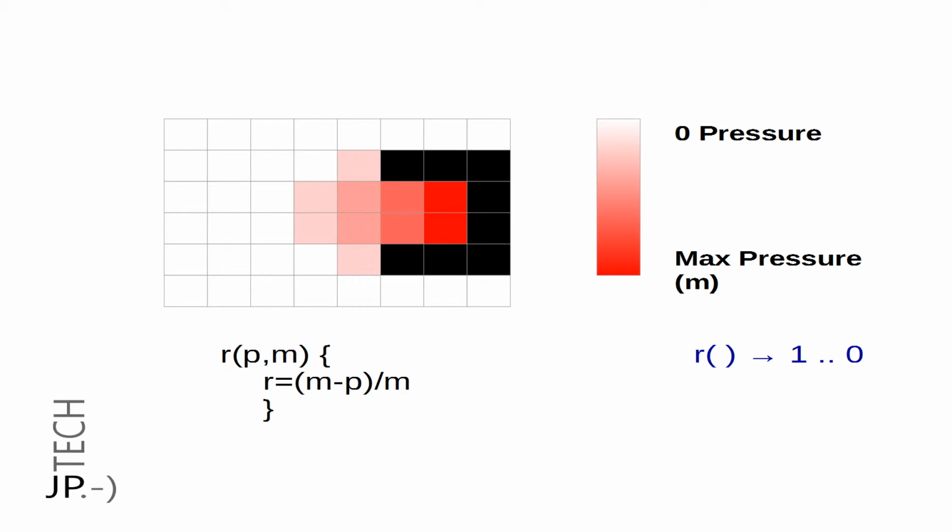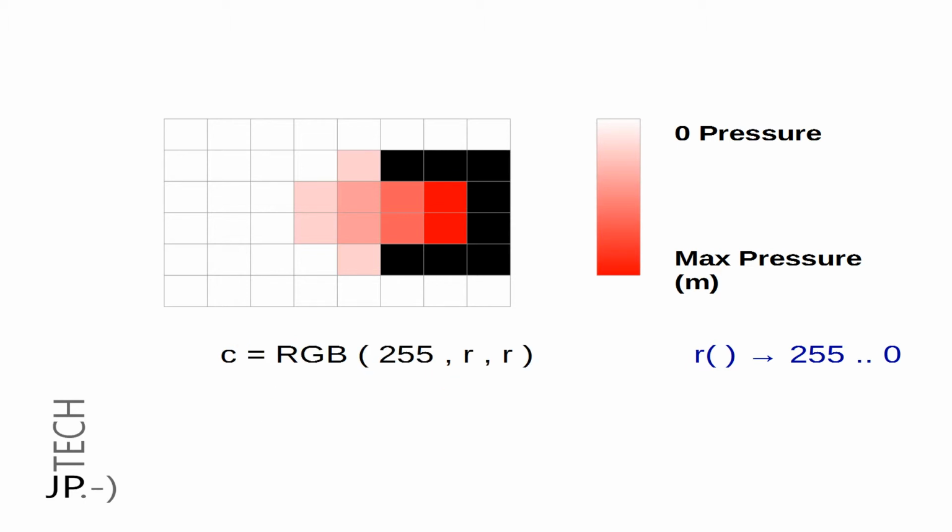Next, we divide by M. That gives us a value in the range of 1 to 0. It gives us a fraction. And if we multiply that fraction by 255, we now have a complete function that ranges from 255 to 0. Going back and plugging that into our RGB function, we can simply take our pressure, run it through function R, and then submit the value of R for the green and blue channels. So our resulting color value would be 255 in the red channel, R in the green channel, R in the blue channel.